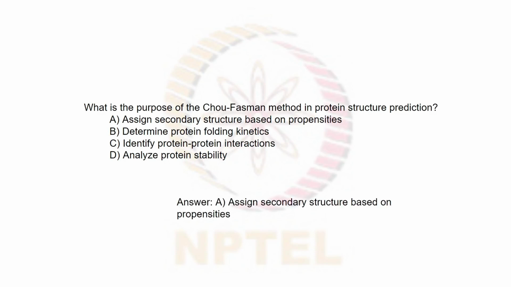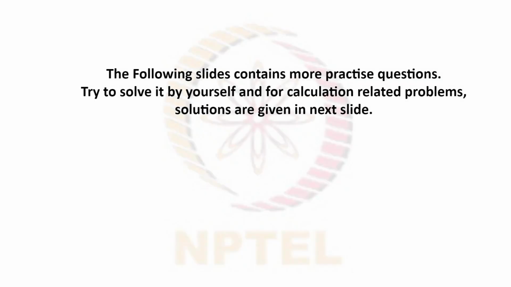So here, as we discussed, the Chow-Fasman method will try to assign secondary structure based on the propensities. So I have added some more slides which contain the quiz questions for assignment, which you can take as your calculation because I have some other commitment today. So today's session will be for 1 hour.